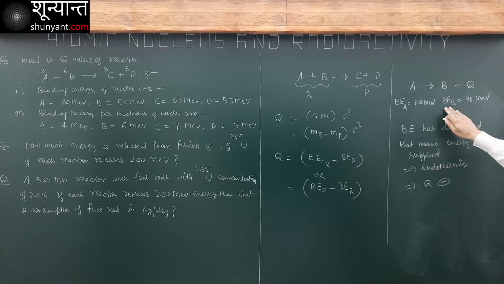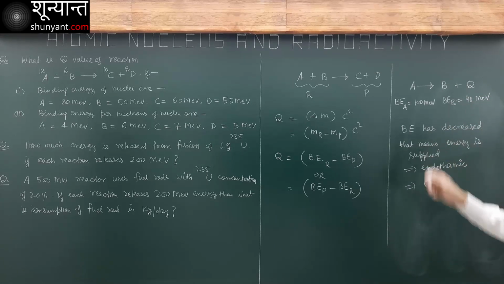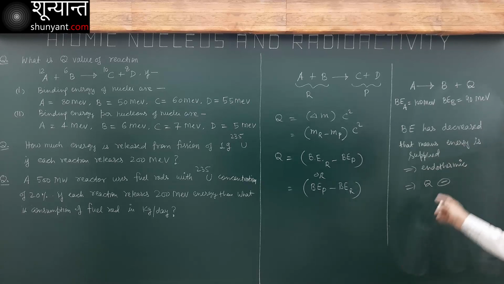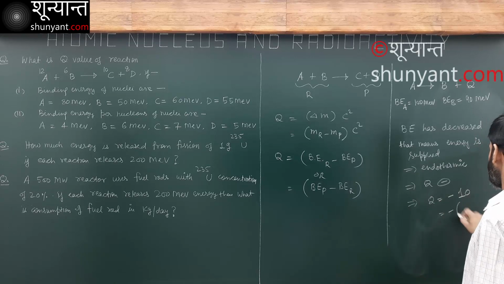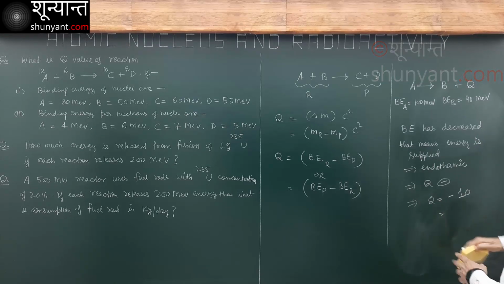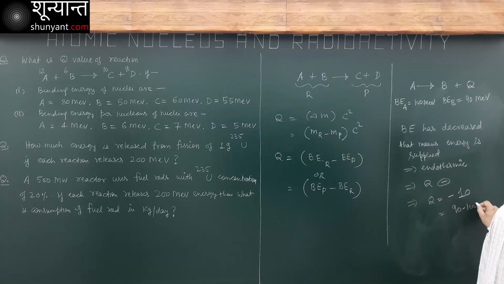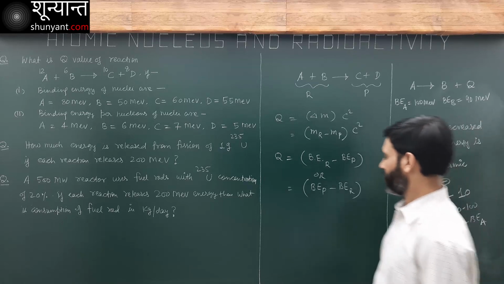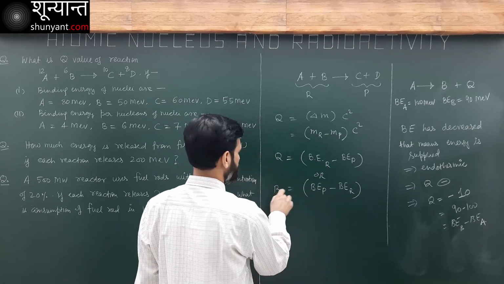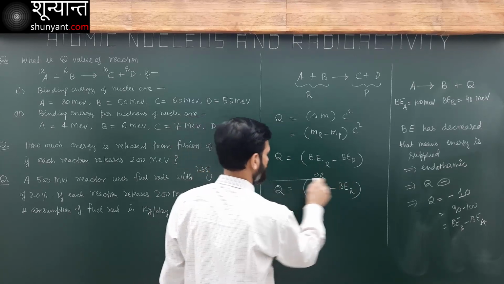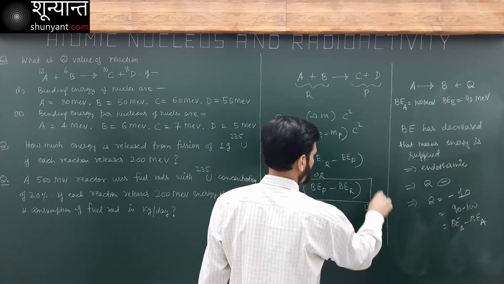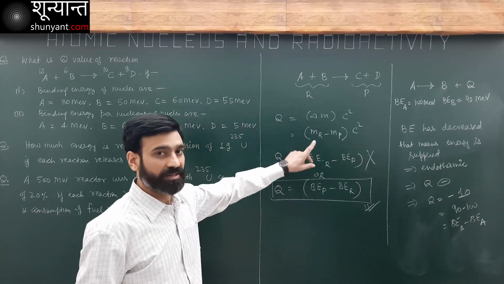So here we are applying our reverse logic. We are saying that binding energy has decreased. That means energy is supplied, so it is endothermic. That means Q is negative. That means Q is equal to minus 10, that is 90 minus 100, binding energy of B minus binding energy of A. This Q value will be binding energy of product minus binding energy of reactant, not this. They are just reverse.